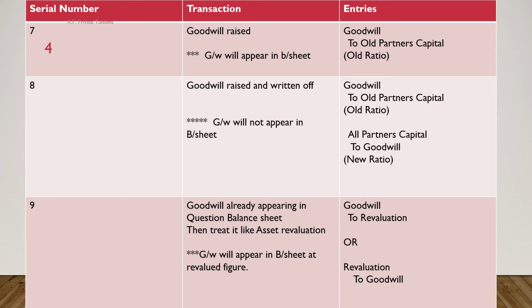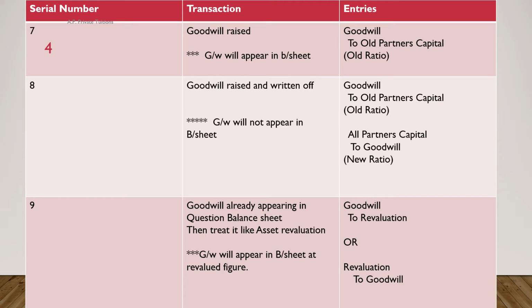And sometimes in the question, goodwill already appears in the balance sheet. In that case, there are many treatments. The treatment which I am going to follow is to treat it like any other asset. So I will see what is the value of goodwill in the balance sheet on the asset side, and compare it with the adjustment value. If the value is increasing, I will say it is profit. So I will say goodwill to revaluation.